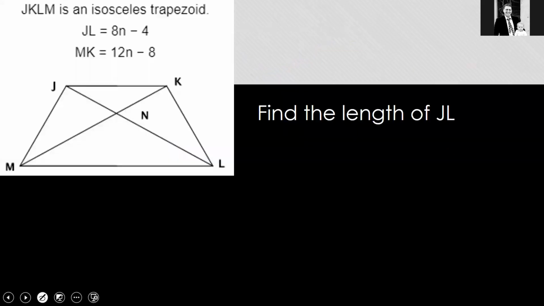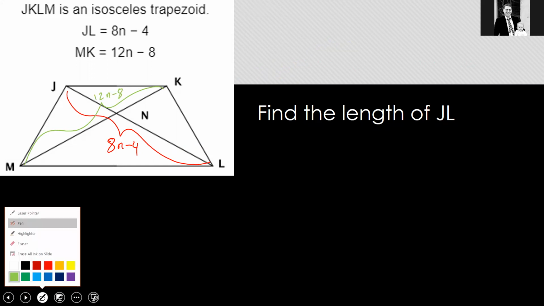Let's talk about how we can use that. We want to find the length of JL. Okay, so JL is right here. And we already know it's 8n minus 4, but we don't know what n is. That's okay. We are also given that MK is 12n minus 8.